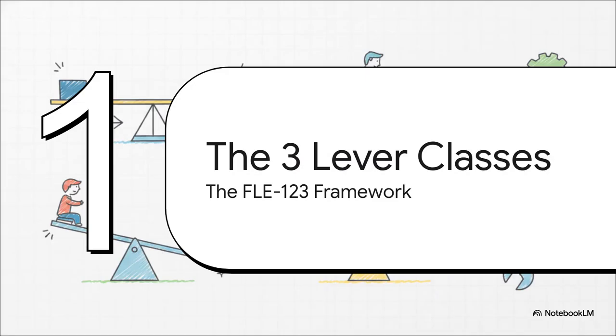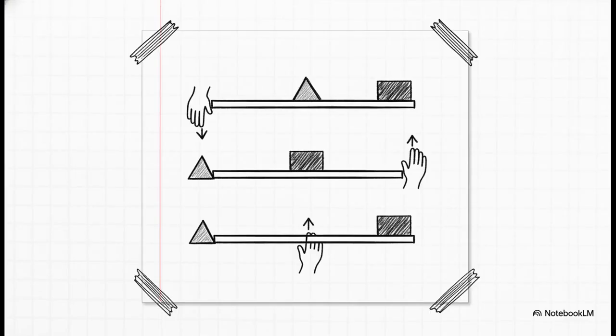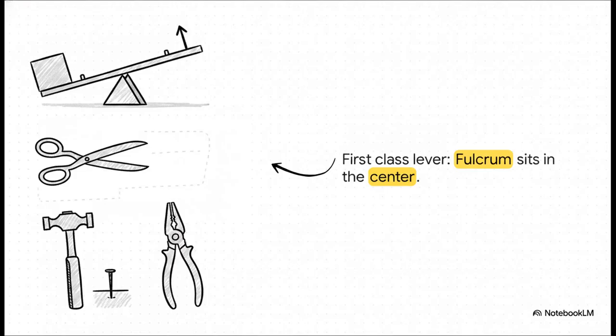Moving on to Section 3, the 3 lever classes, the FLE 1-2-3 framework. If you've ever struggled to remember which lever is which, the source material gives us this absolute game changer of a mnemonic, FLE 1-2-3. Think of it like this. 1-2-3 matches up perfectly with FLE. First class means the fulcrum is in the middle. Second class means the load is in the middle, and third class means the effort is in the middle. I'm telling you, this is literally a cheat code for your test. Let's picture a first-class lever structure.